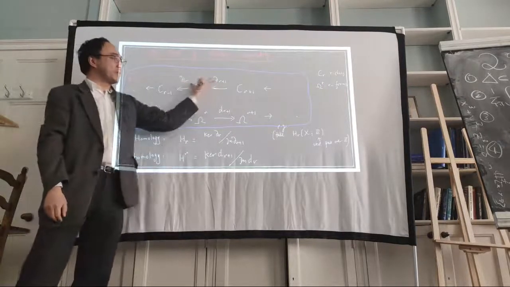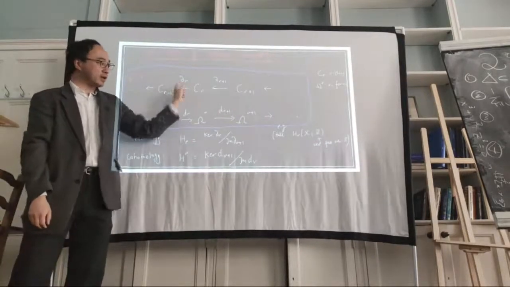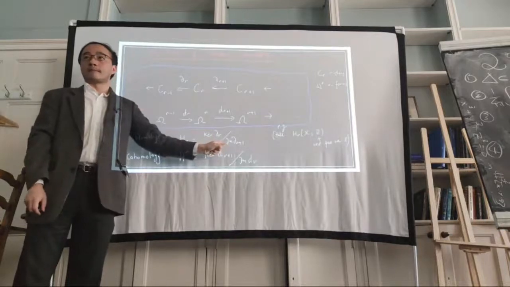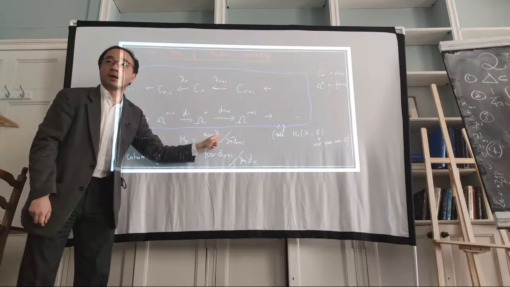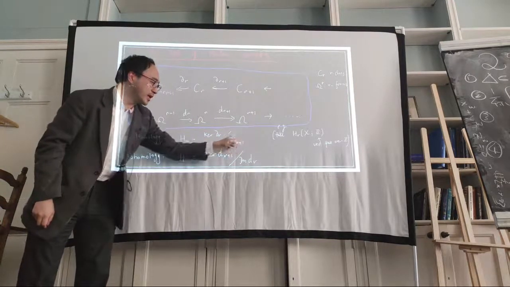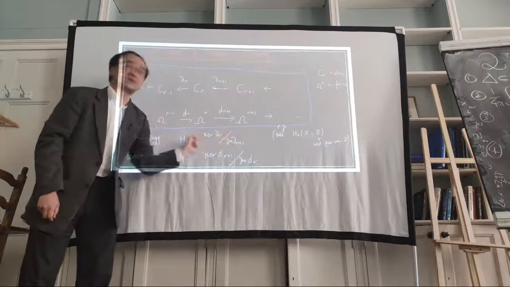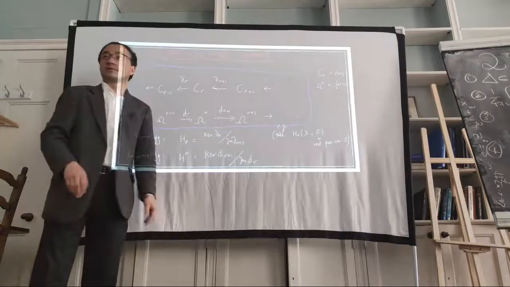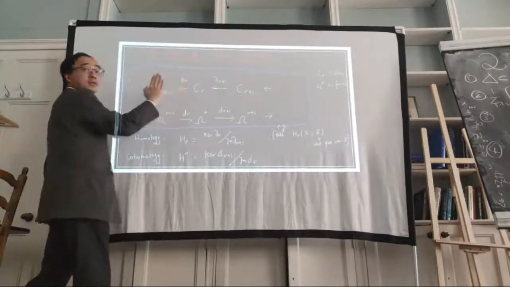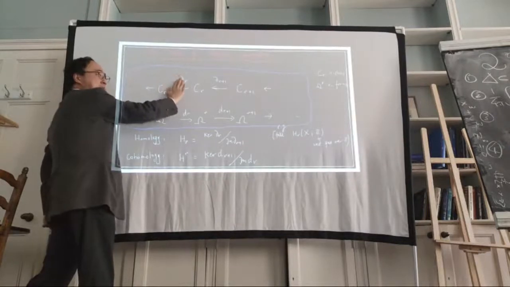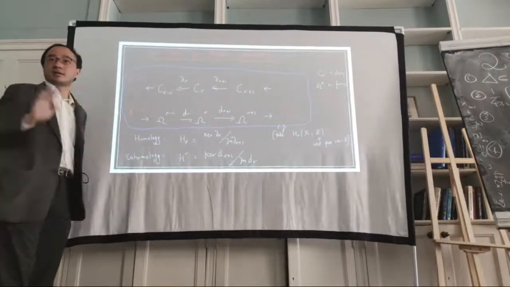Because pairwise d squared is zero, you can define the kernel of one over the image of another. Why can you do this? It's because the image of this is inside here, but you can't guarantee the image of this is in the kernel of this. But because d squared is zero, this actually lives inside the kernel. So you can do this quotient. The point is, because d squared is equal to zero, you can always take the kernel, or the set that maps to zero, of this one, and quotient it by everything that maps into here. That's it. This is all of homology.